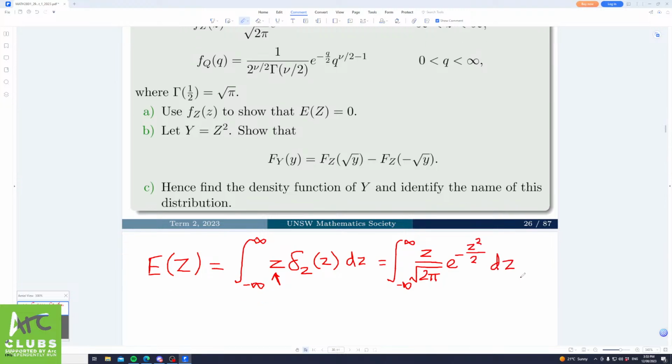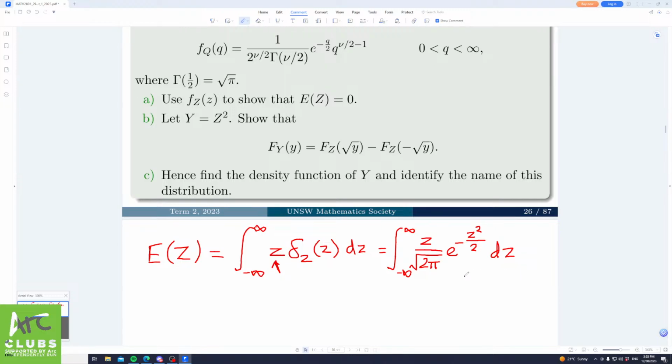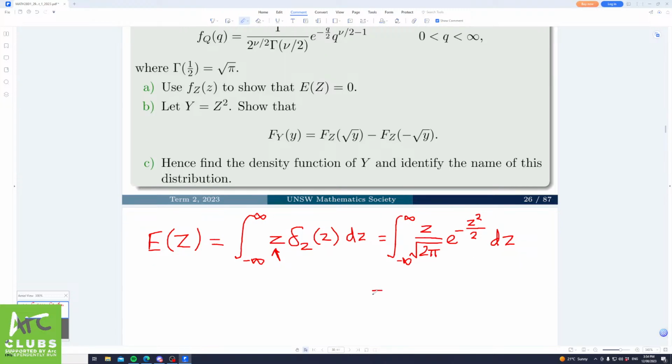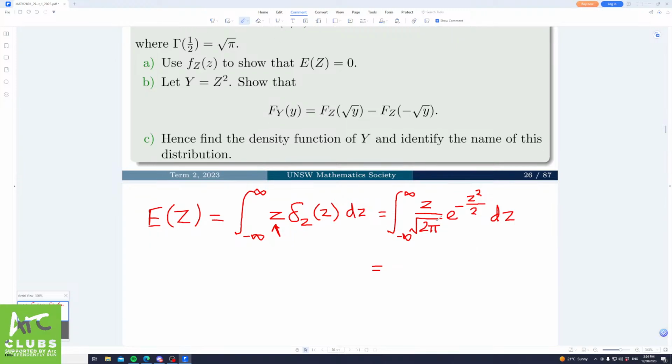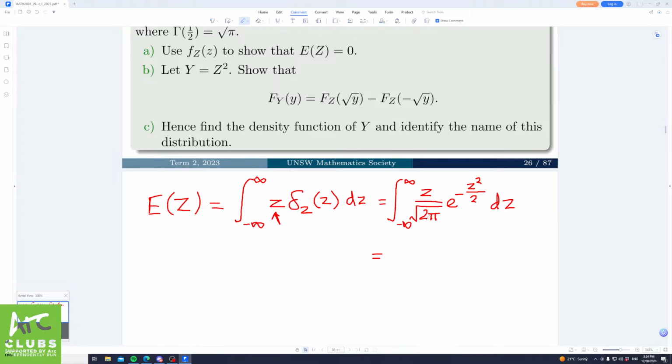And this looks a bit horrific to compute. Still, it's actually pretty straightforward because you can use either u-substitution or the reverse chain rule to get it. However, it's important to note that this integrand is odd. Hopefully you guys can see that.